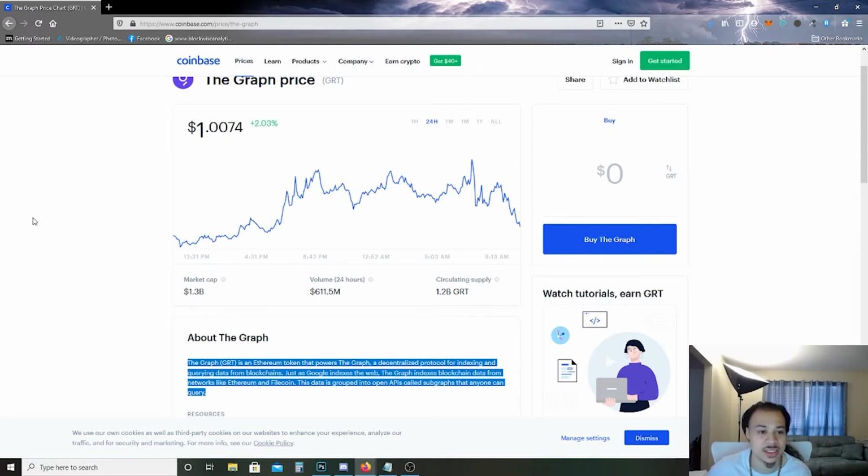This is only the beginning stages, is what I'm saying. Currently, it's at $1. It's going to go up. I mean, it's a bull market this year. We'll see what happens.